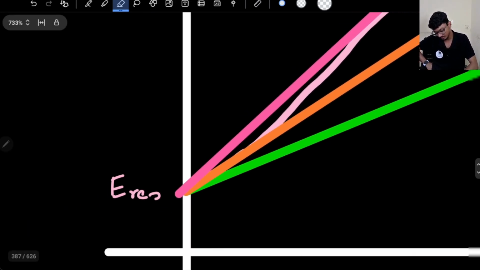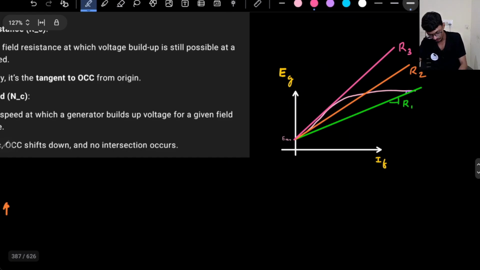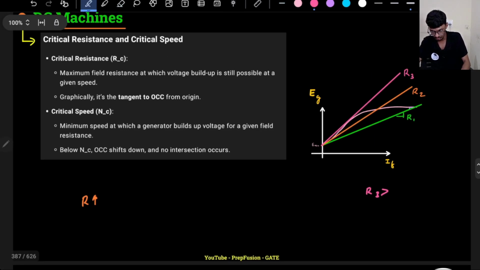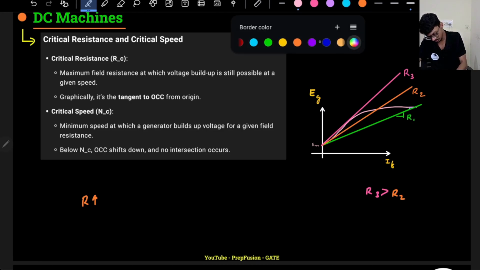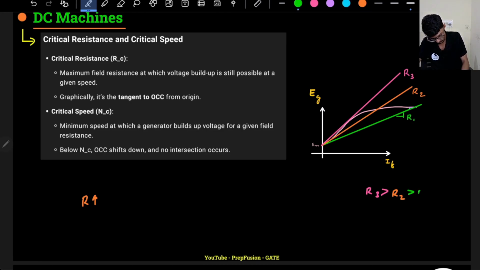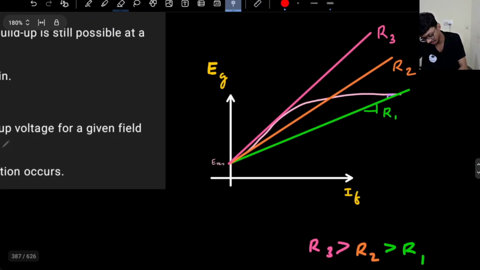So basically, if I see this graph, again writing down numbers here, my R3 is higher than my R2, than my R1. Now let's discuss the voltage buildup process, how the voltage buildup will happen if my R3 value is this, which is tangent to the graph.